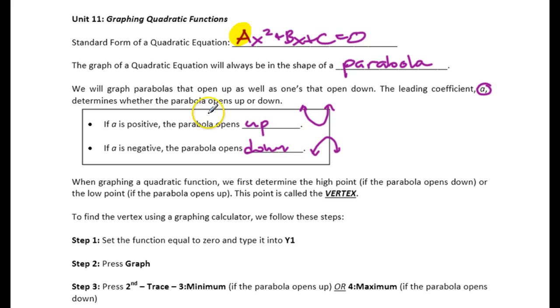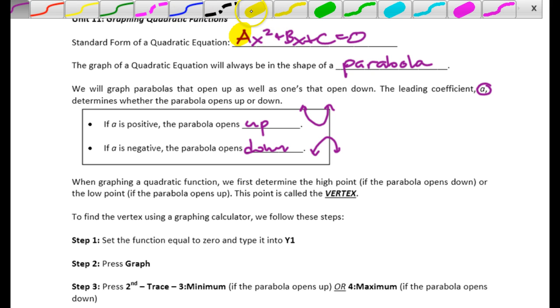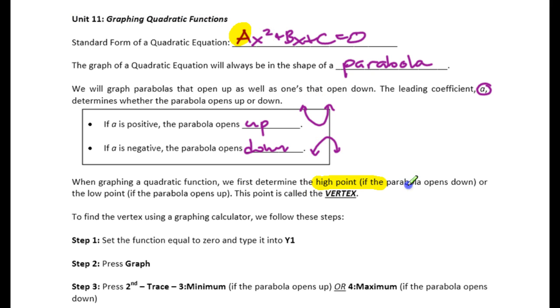Alright, when graphing a quadratic function, we must first determine the high point, if it opens down. So if it opens down, we want that highest point, or the opposite, the lowest point if it opens up. It's kind of like the tip, whether it's the lowest point or the highest point. This is called the vertex. So that's the other important point we need, the vertex.